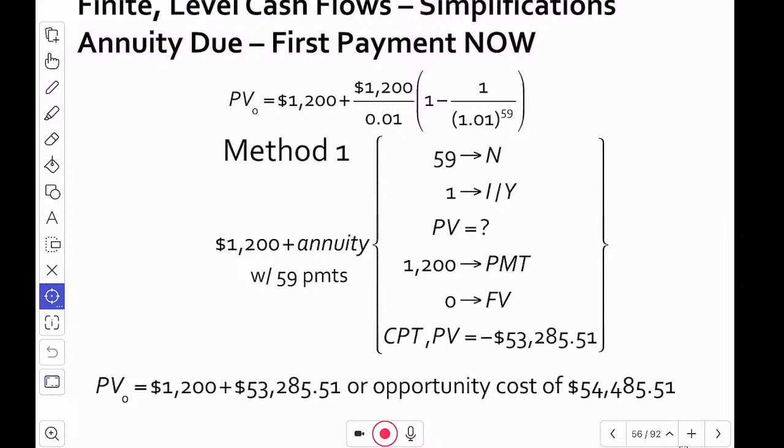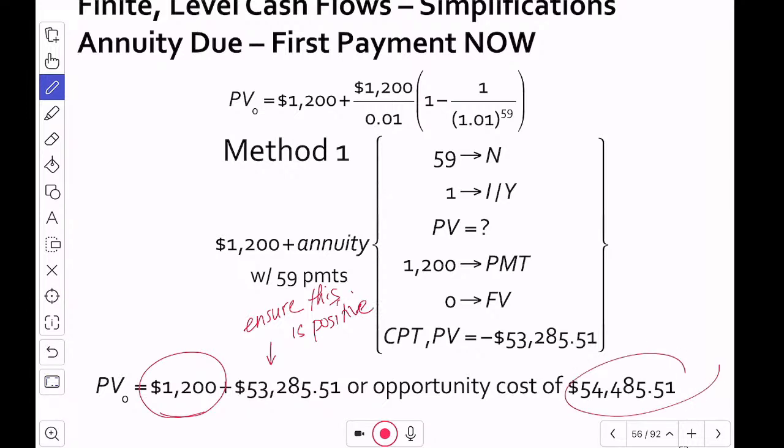Any questions? Do you want to see that again? So don't forget to add this in. Before you add the 1,200, and you get the right answer. That's method 1. So 59 payments plus the first one.